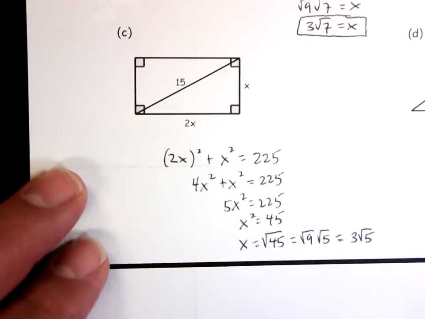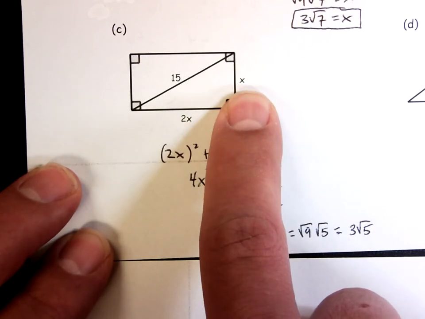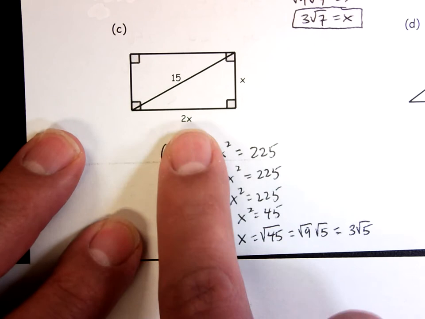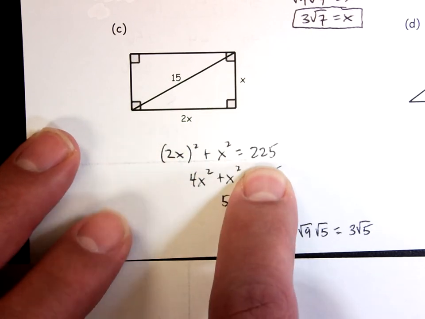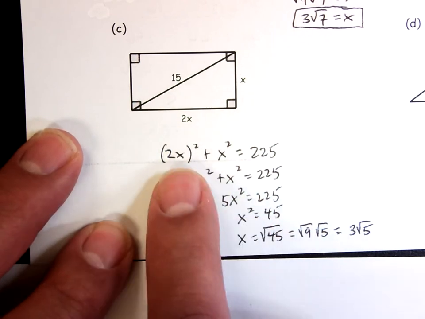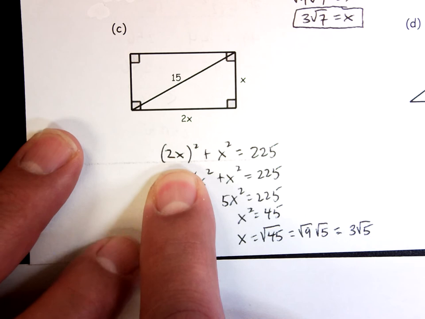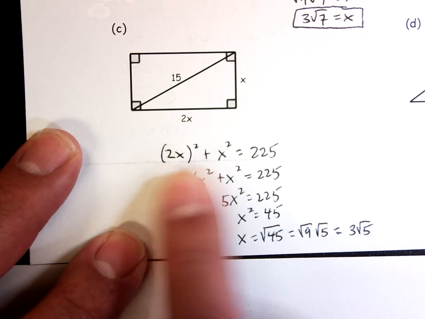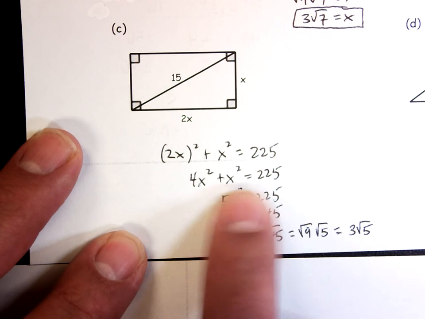Let me go here. So again, same thing. A squared plus b squared equals c squared. So I have 2x squared plus x squared equals 225, because that's 15 squared. Well, 2x squared means I have to do 2x times 2x, so 2x times 2x is 4x squared. I just brought down the other stuff, plus x squared equals 225.